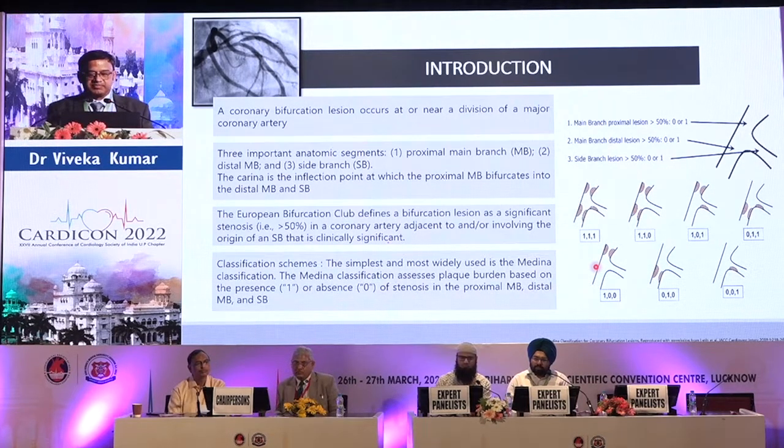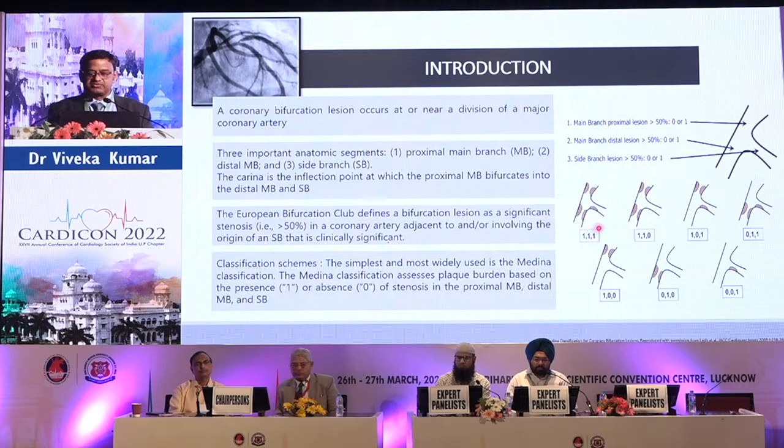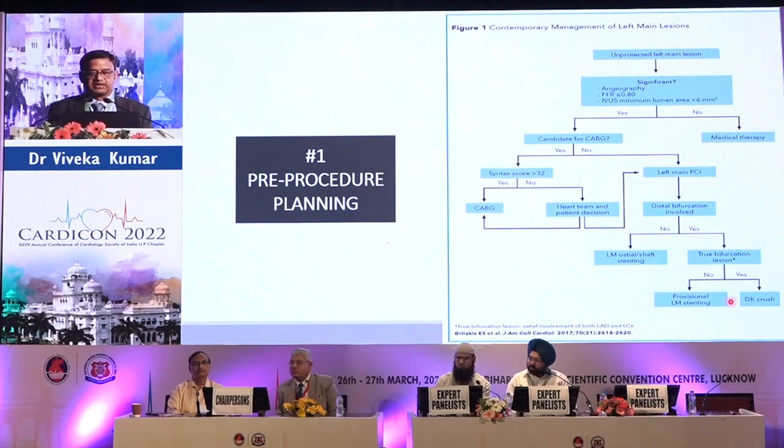The simplest and most widely used is the Medina classification, and we give one score to each branch. This is how we, Mercedes-Benz classification kind of sign, which is 1, 1, 1, and then it could vary right up to 0, 0, 1. So based on this, we take out a strategy of where and how to proceed.